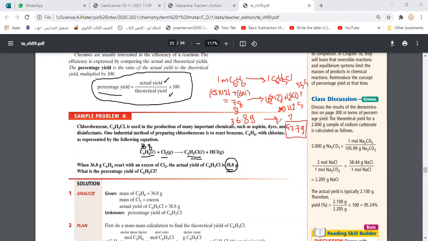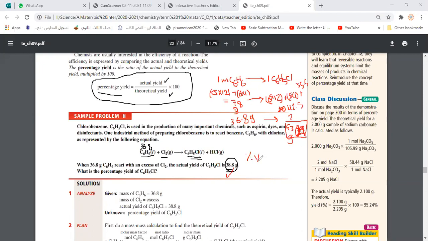That means 53.07, no problem, let's make it 53. So here, 53 gram is the theoretical yield. That means if I start the reaction with 36.8 gram of benzene, it is going to produce 53 gram of benzene chloride. But what I actually get is 38.8. So let's find the percentage yield.